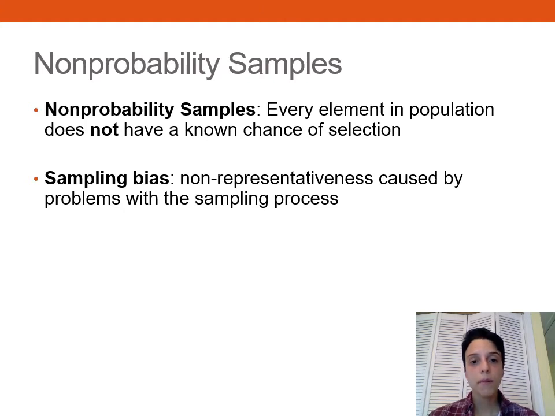The use of non-probability samples often results in something called sampling bias, which is when your sample is not representative of the population because of some problem with the sampling process.